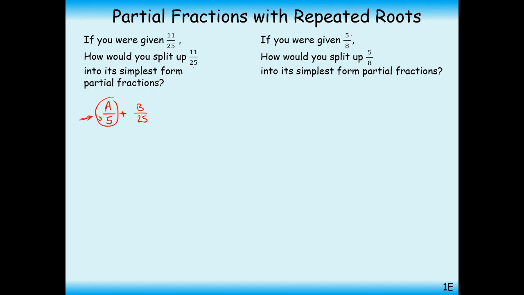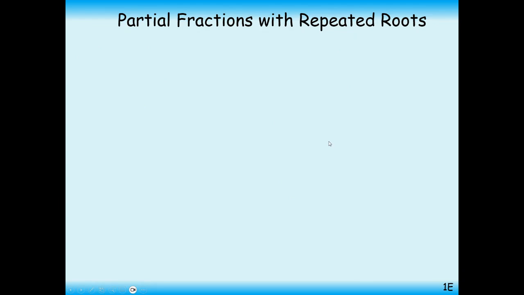What if you had to split up 5 over 8? I would suggest you try writing 8 as its factors. 8 has factors of 2, 2 and 2. I would start writing a over 2 plus b over 4 and c over 8 and go ahead with that. The final answers are something like so. We're not going to perform partial fractions on numbers, but the algebraic fractions work the same.